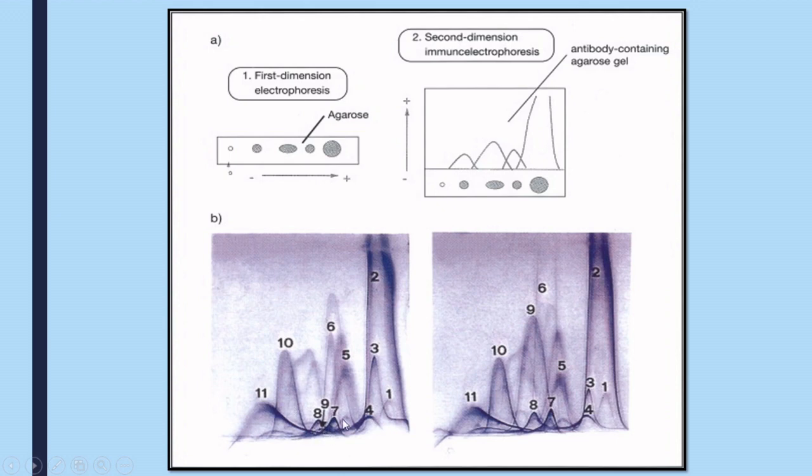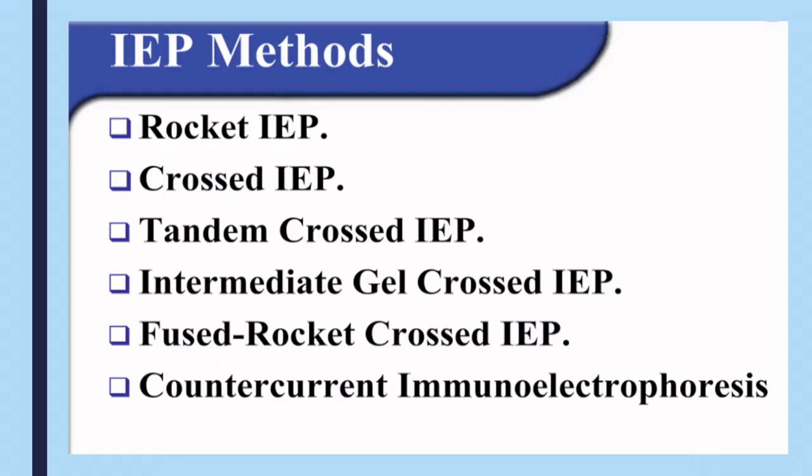It requires experience to understand and calculate each and every arc, observe it with an eye, so you can see how faint the first arc is, right? And how small the ninth arc is. But then, yes, it requires expertise, and that's why you will require some years of experience for understanding the results. And these are some other methods like tandem crossed electrophoresis, intermediate gel crossed, or fused rocket crossed.